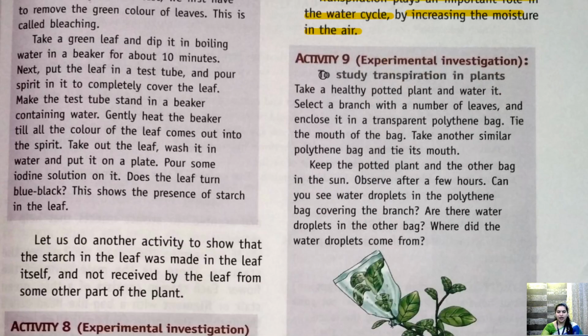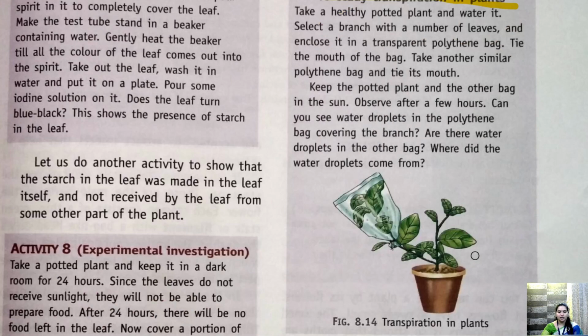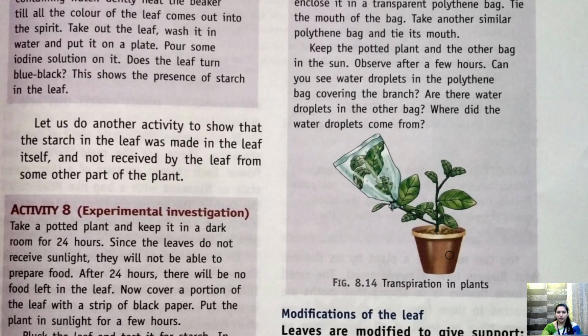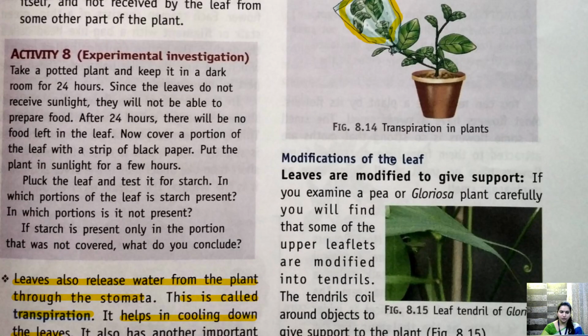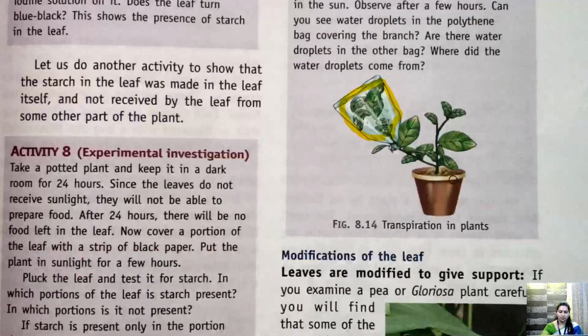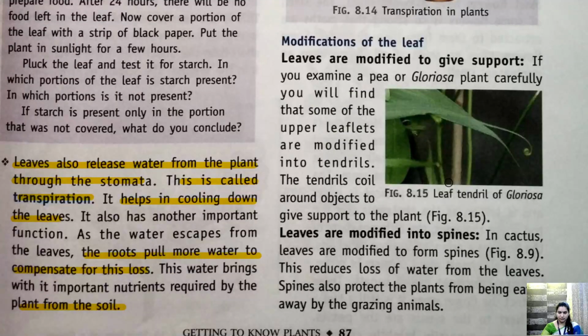Now this is the activity to study transpiration in plants. Okay, so what they have done, we have taken a potted plant. Okay, so this is a potted plant and we have covered one of the plant with this polythene. Okay, we'll keep it in a sunlight and after some time we'll see that water droplets will appear over this polythene. Okay, so this experiment again we will do when the school reopens. Okay, so this is the activity that is important and that is there in your syllabus.